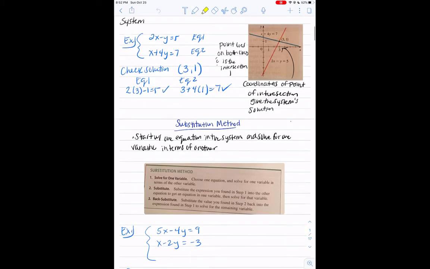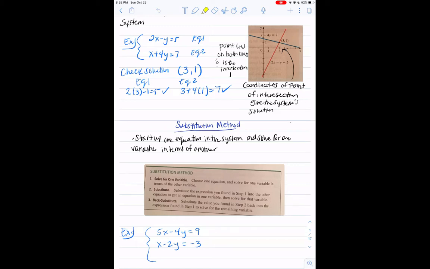Graphically, the coordinates of a point of intersection give the system solution. So if we were to graph 2x minus y equals 5 and x plus 4y equals 7, the point (3, 1) lies on both lines and is the intersection, so it's a solution.